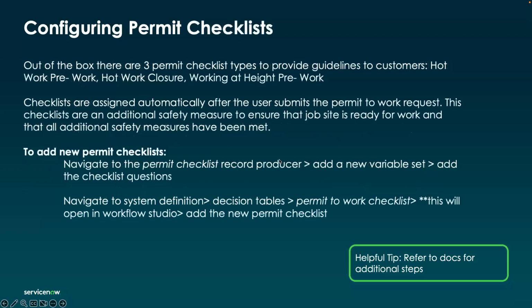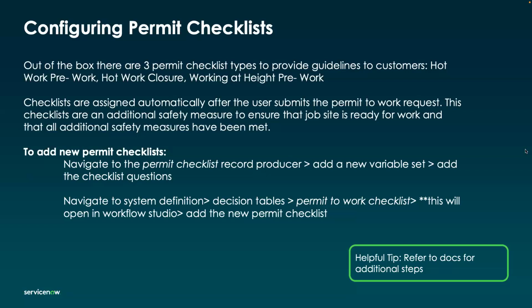So the next thing is our permit checklist. So when a permit request has been submitted, the permit checklist will get assigned to the employees or any of the people that are on that permit request. So if you have 10 employees that have been added, they will all get their own permit checklist. So we have our pre-work and our closure checklist. The goal of that is to make sure that all safety measures have been accounted for before the work begins and as well as after.